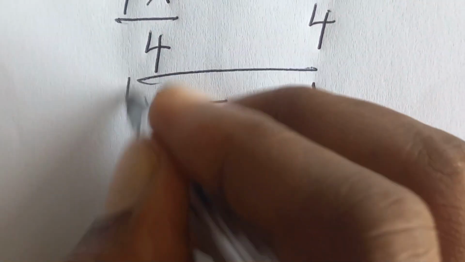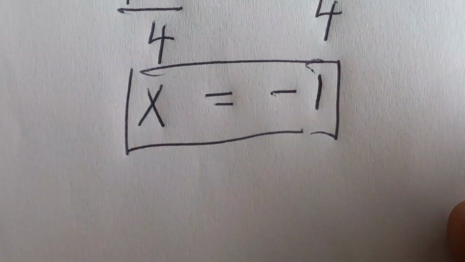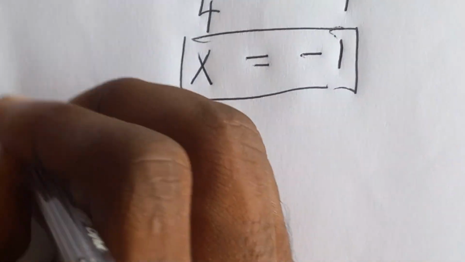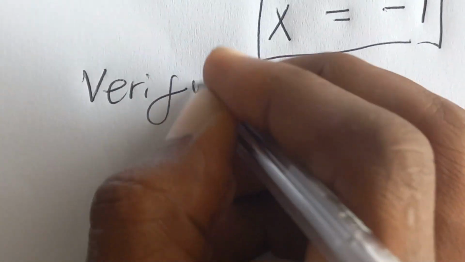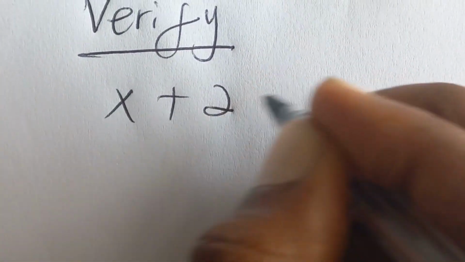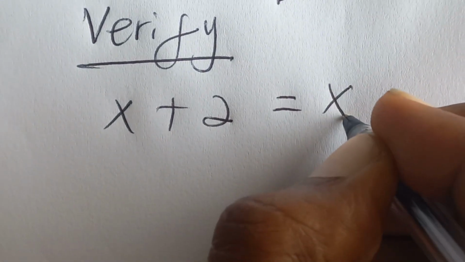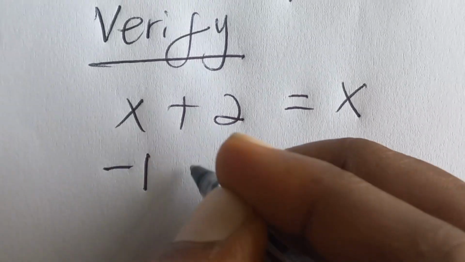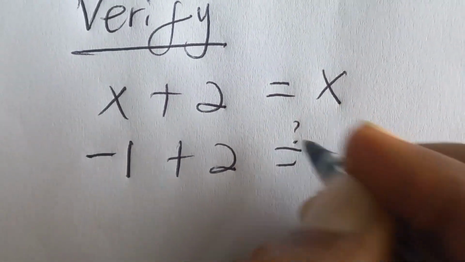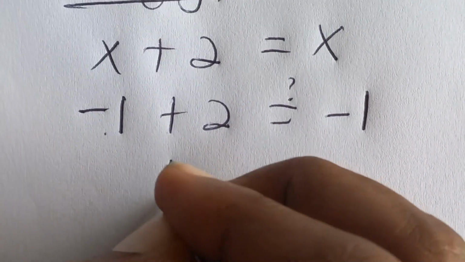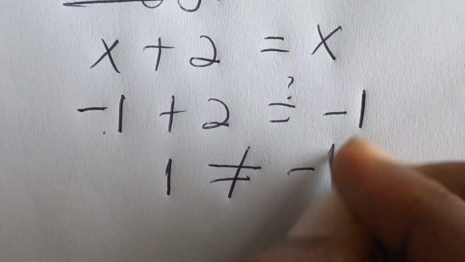Now let's check to see if x is indeed negative 1. So let's verify to see if x is negative 1. So we have x plus 2 is equal to x, and now we are saying that x is equal to negative 1. So we have negative 1 plus 2 is equal to negative 1. Negative 1 plus 2 is 1, which is not equal to negative 1.